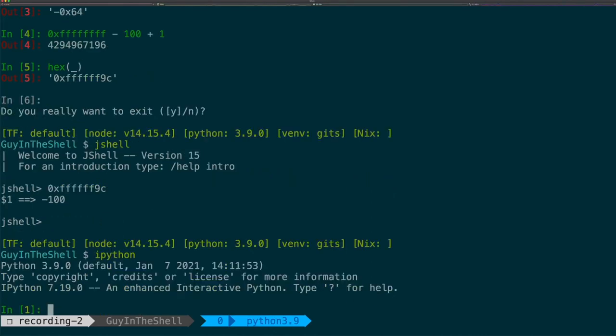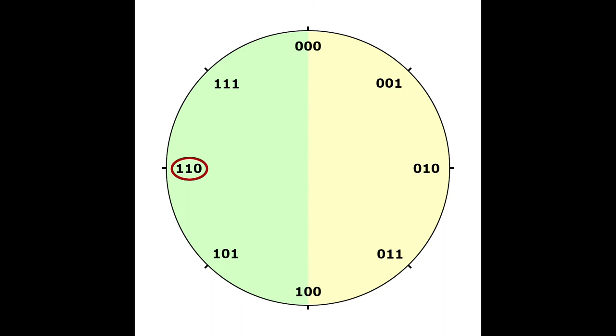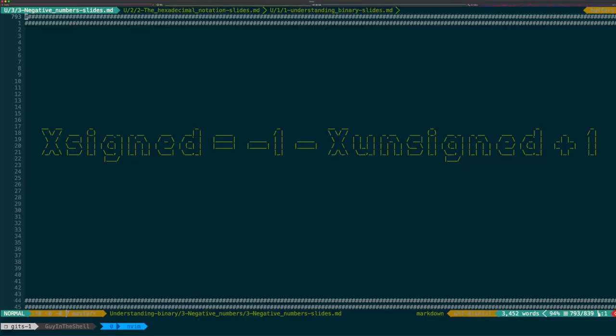Back to Python. Now we want to do the reverse operation. Say we want to know what 110 is. We know it's negative because it starts with a 1. The trick is to find an operation that will end us on the positive side of the wheel on the same numbers, on the symmetrical value. So let's call our unknown quantity x, which is this 110 binary value. If we do minus 1 minus x plus 1, we get x. And that will land us on the positive side of the wheel.